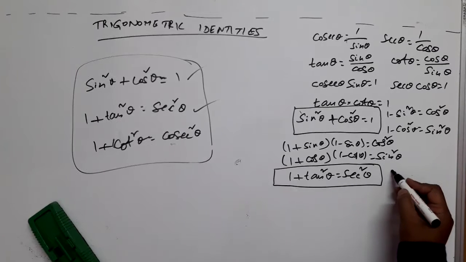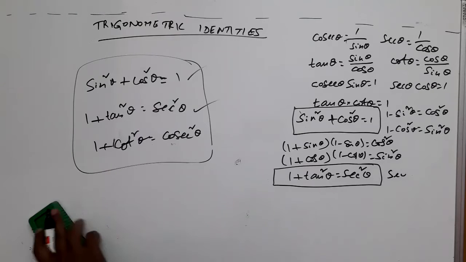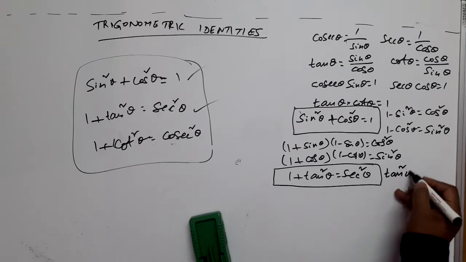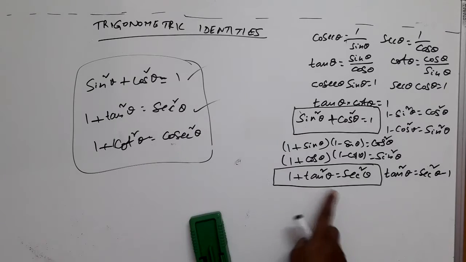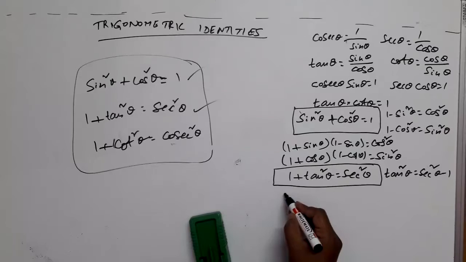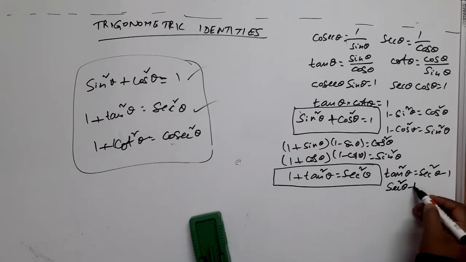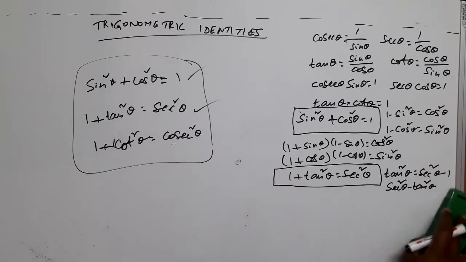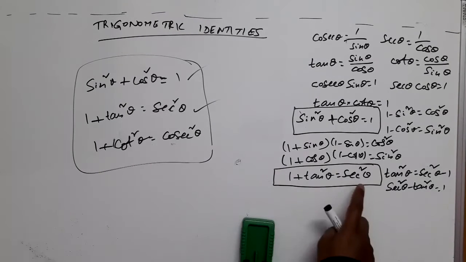Can I write like this? Secant square theta minus 1 is tan square theta. So tan square theta can be written as secant square theta minus 1. Right? Can I write like this? Yes. In the same way, secant square theta minus tan square theta is 1. Is it not? Yes. Secant square theta minus tan square theta is also 1.